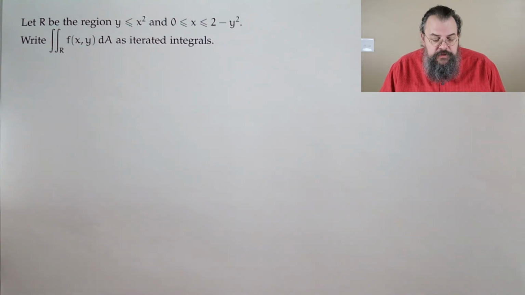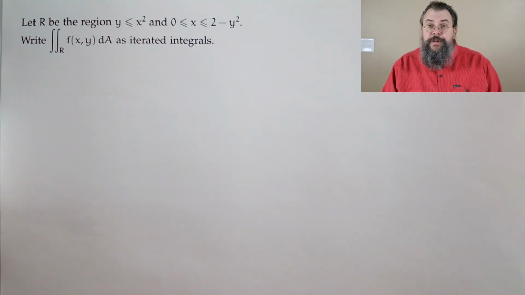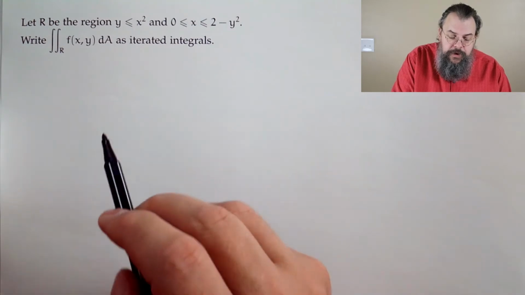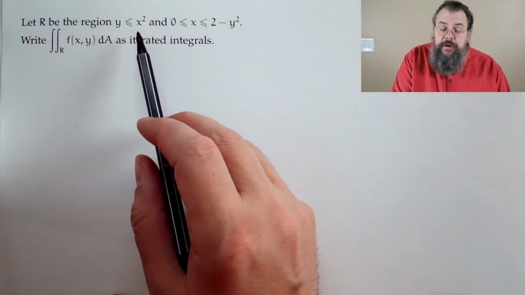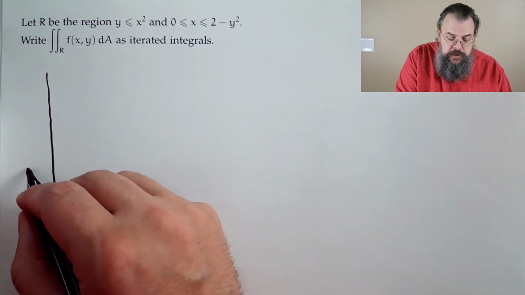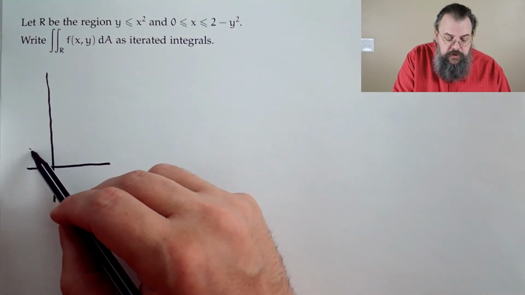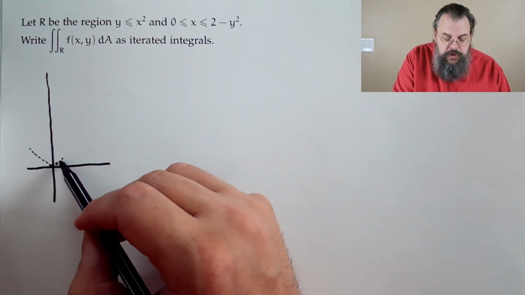Let R be the region y less than or equal to x squared and 0 less than or equal to x less than or equal to 2 minus y squared. And we want to write the integral of f of xy dA as iterated integrals. Okay, all right. Well, let's see what the picture is. So we have y is less than or equal to x squared. Okay, so we should start here, graph some things. We're below x squared. Okay, so I'm going to dot in, here we go, with x squared.